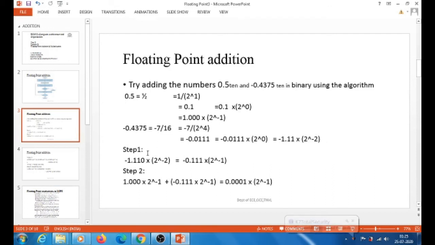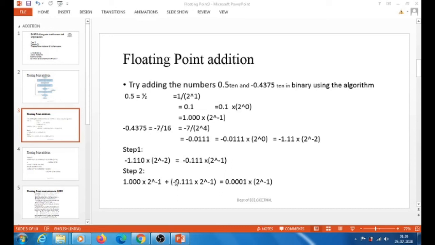So step 1 in the algorithm is that we need to compare both these exponents. The smaller exponent should be shifted accordingly in order to match the larger exponent. If we compare these two exponents, 2 raised minus 1 and 2 raised minus 2, then minus 2 is smaller than minus 1. Hence we need to make this minus 2 match minus 1. So if I want to make this minus 1, I need to add plus 1 here. So adding plus 1 shifts the decimal to the left by one position. So minus 1.110 into 2 raised minus 2 is equal to minus 0.111 into 2 raised minus 1.